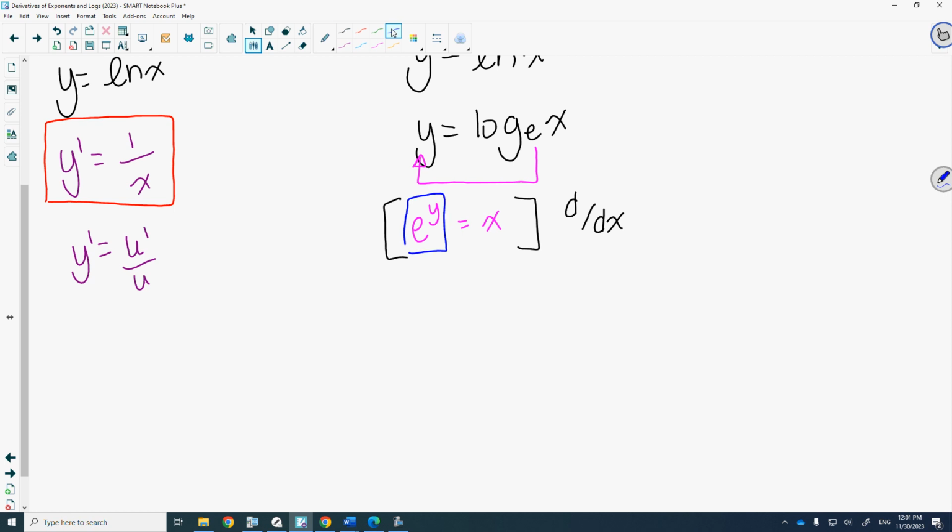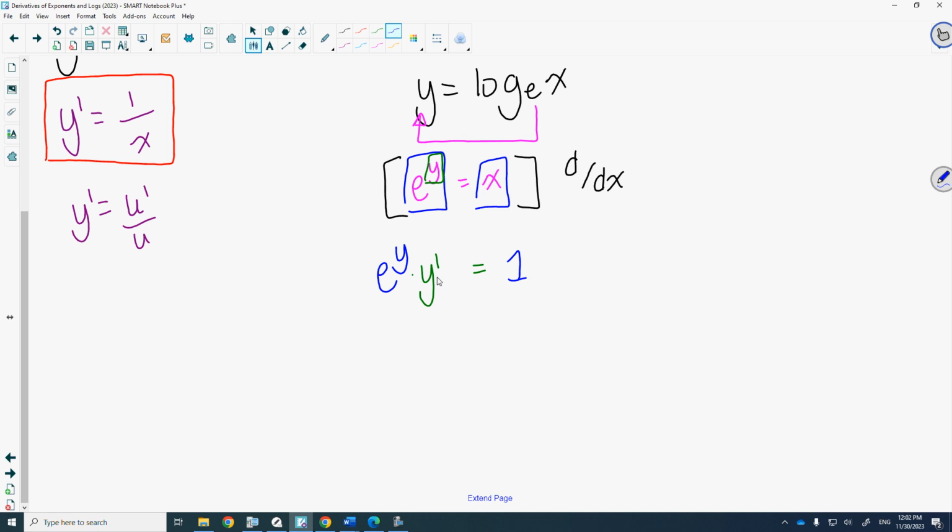So we know that the derivative of an exponential function with base e, so the derivative of e to the y, is e to the y. And then I need to take the derivative of y. The derivative of y is 1 times y prime. That's equal to the derivative of x, which is 1. I'm taking the derivative, so I want to isolate y prime. So y prime is equal to 1 over e to the y.